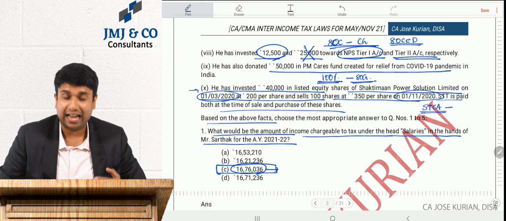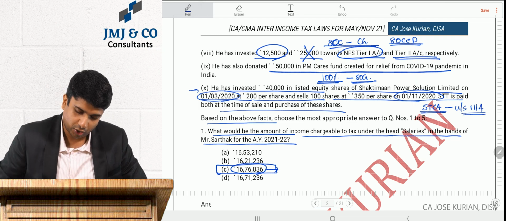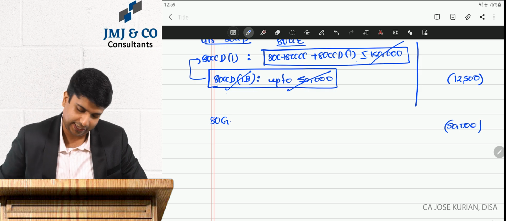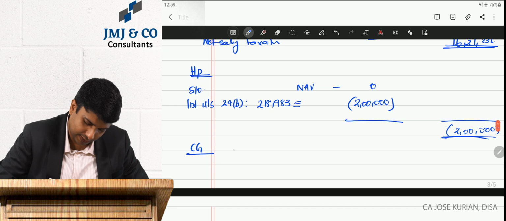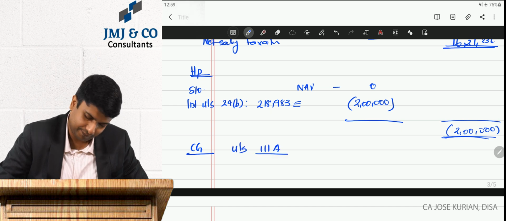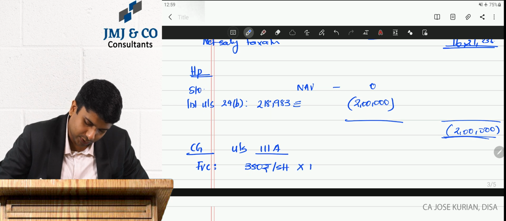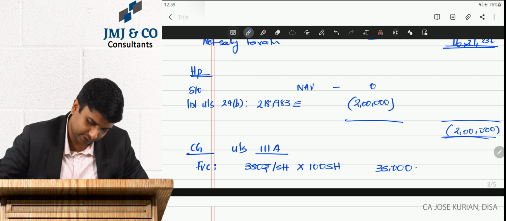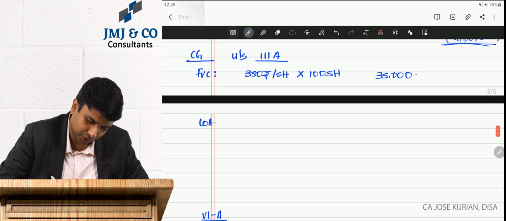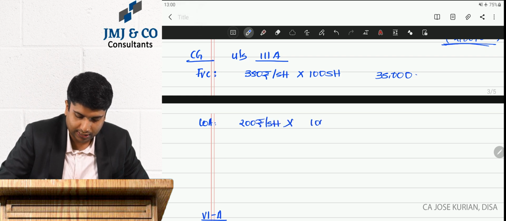If it is a short term capital asset and if it is a listed asset, then taxability will be under 111A. So we will compute the short term capital gain which is taxable under 111A. So let's move on. Capital gains under section 111A. What is the full value consideration in this question? That is 350 rupees per share is the sales value. He sold 100 shares, so the total value would be 35,000 as the full value consideration. Now the cost of acquisition, he purchased it for 200 rupees per share, that's what the question says, into 100 shares.